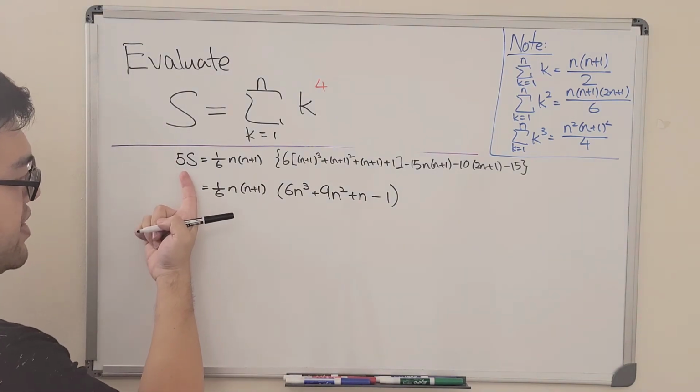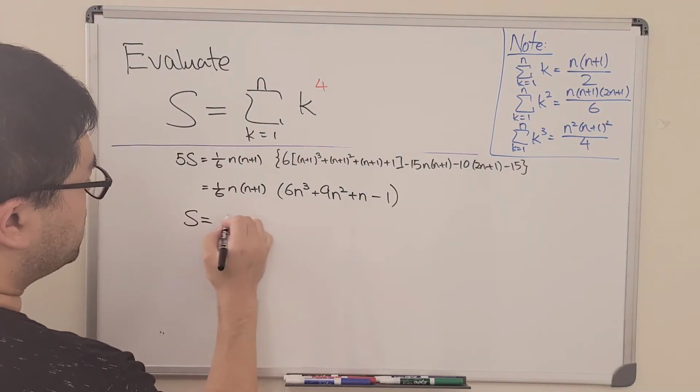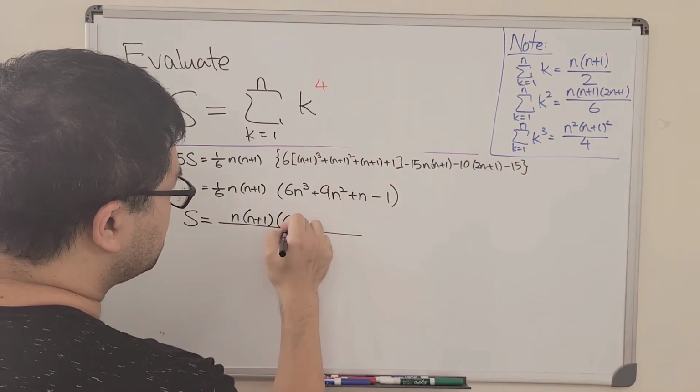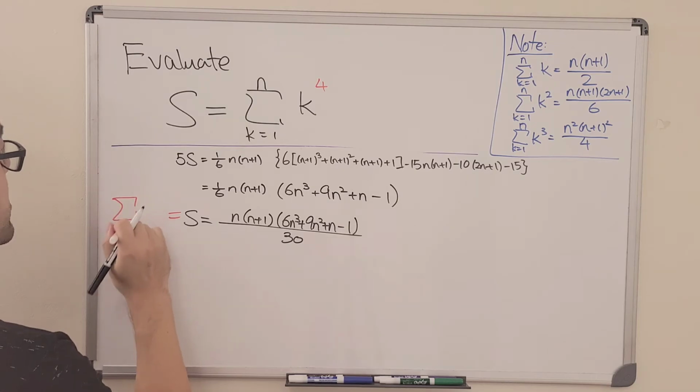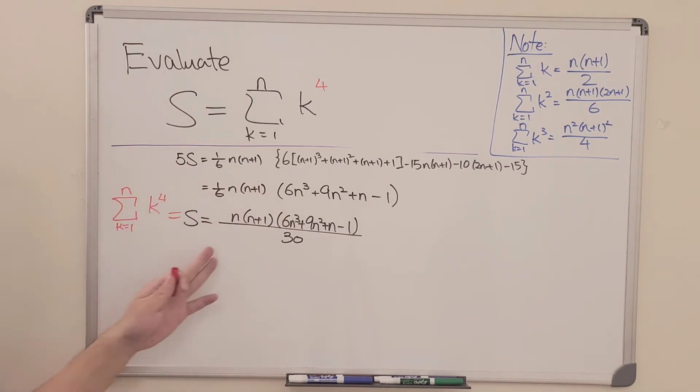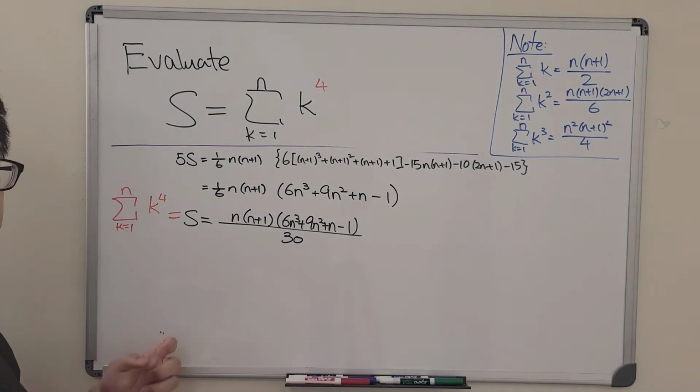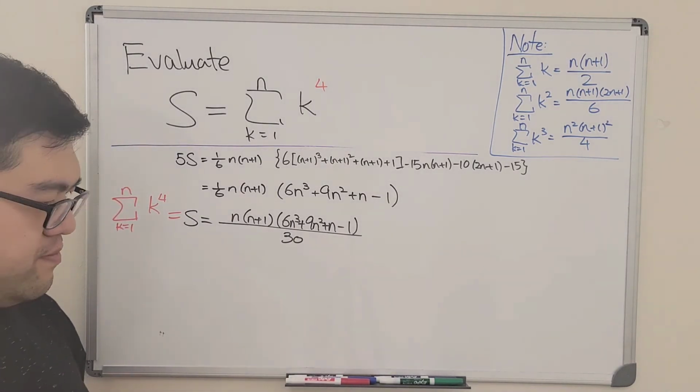How should we get our 5 from the left-hand side? Since we have multiplication, we divide. So here's our final answer. So we just evaluated the finite sum of the 4th power, which is equal to this expression here. Nice. Pretty cool, huh?